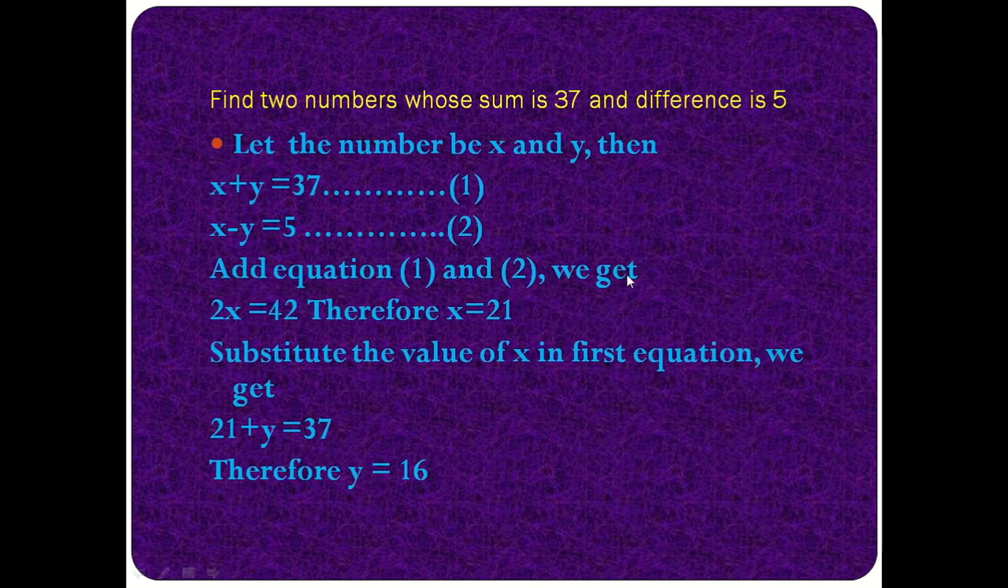Add equation 1 and 2, we get: you are adding these two equations because one is minus and one is plus, so automatically it will get cancelled. No need for any multiplication or any adjustments here because you can eliminate if you add these two equations. Then 2x is equal to 42. 2x, x plus x, 37 plus 5, 42. This y and minus y get eliminated. Therefore, x is equal to 21. Substitute the value of x in the first equation: 21 plus y is equal to 37. Therefore, y is equal to 37 minus 21, which is 16. So, very simple.